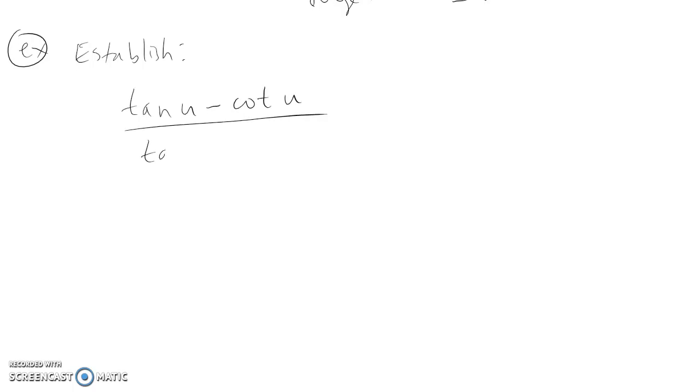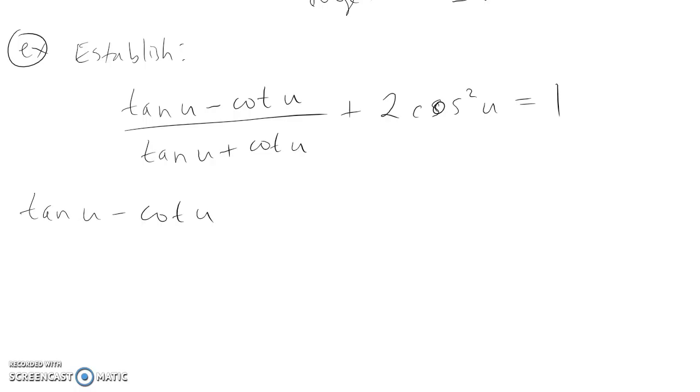let's do another example. We're going to establish that tangent u minus cotangent u over tangent u plus cotangent u plus 2 cosine squared u is equal to 1. All right. So we're going to start with the more complicated side, which is the left side, clearly. Okay, so we're going to start with this guy, plus cotangent u plus 2 cosine squared u. Okay, we're going to see what we can do with that.